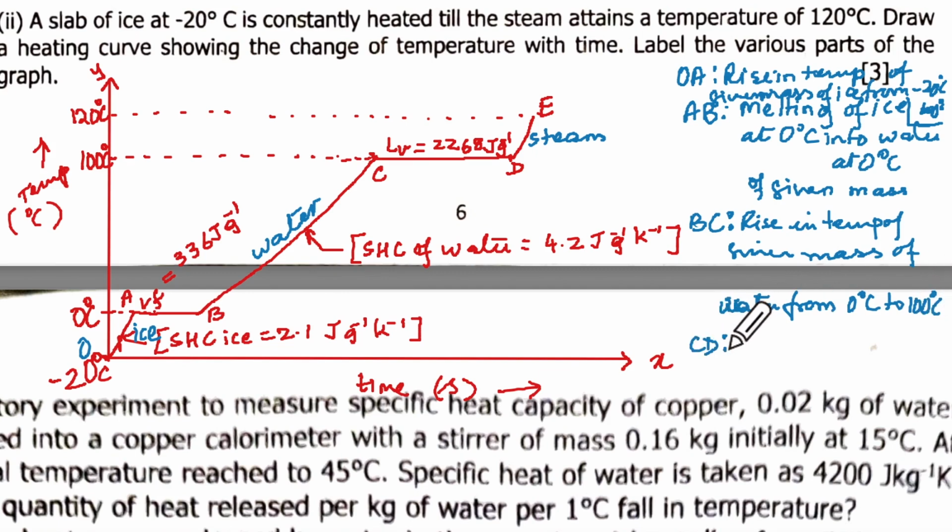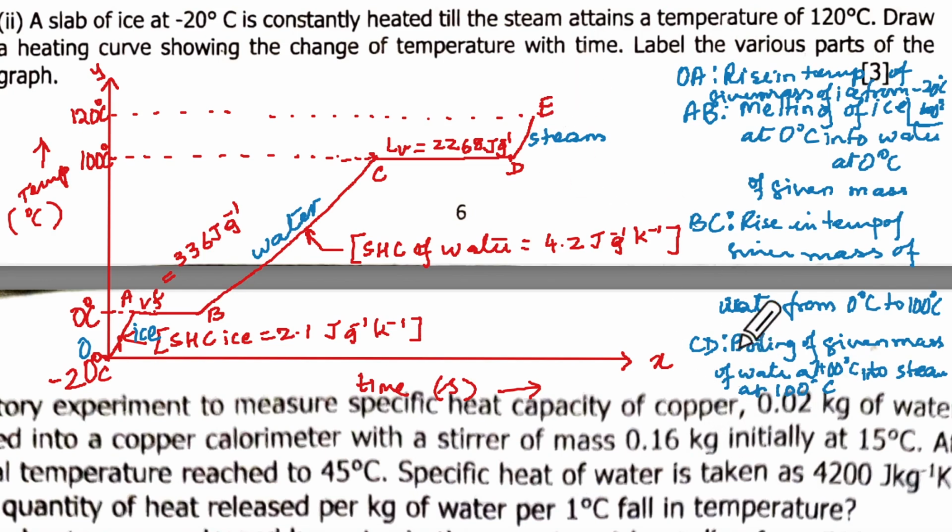Then CD. What will you write for CD? Boiling of water. Boiling of given mass of water at 100 degrees C into steam at 100 degrees C. Correct?